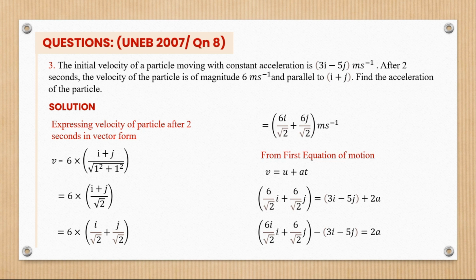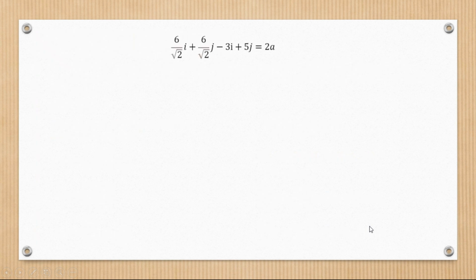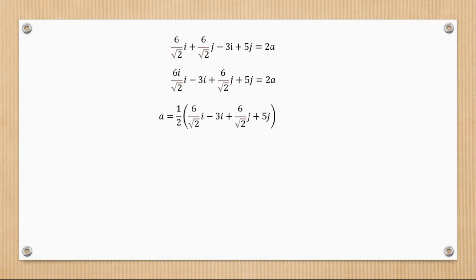Then when I subtract, I'm going to first open the brackets. When I open the brackets, this is what I end up having. And then I can see that this is what I'll have. Now I can subtract these together, and this is what I end up having. And then next I can divide both sides by 2.